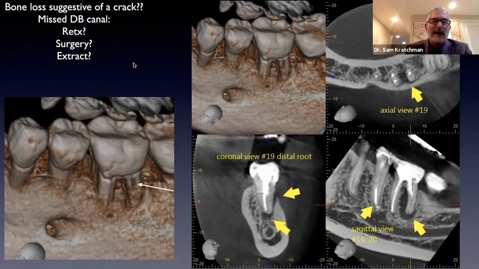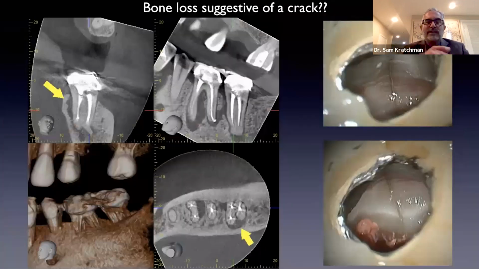So what I write in my report to the dentist is the bone loss is suggestive of a crack. There's also a missed distal buccal right here where my arrow is going. Do you try surgery or retreat, or most likely extract because of the fracture here? So my differential diagnosis would be fracture with the recommendation to extract the tooth. And once again, the bone loss here is suggestive of a crack. And in this case, the patient wanted to be 100% sure. So I said, fine, I'll go into the tooth and we'll look.